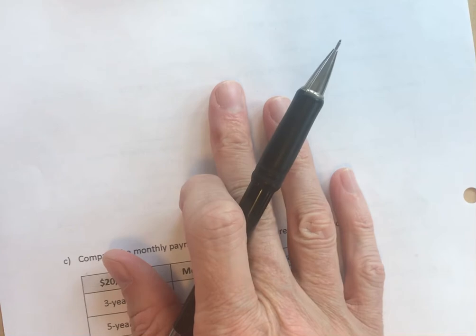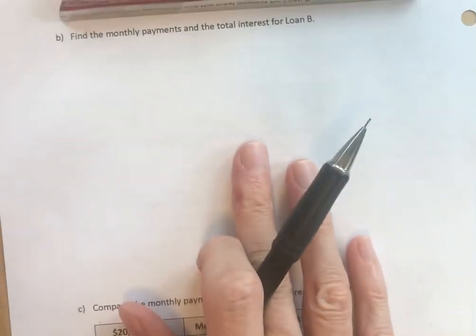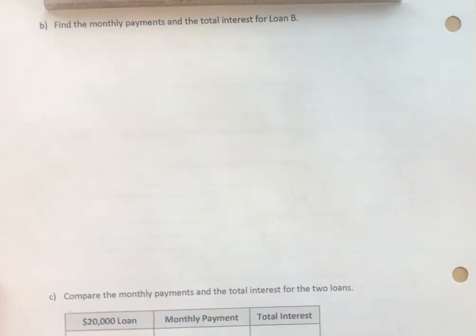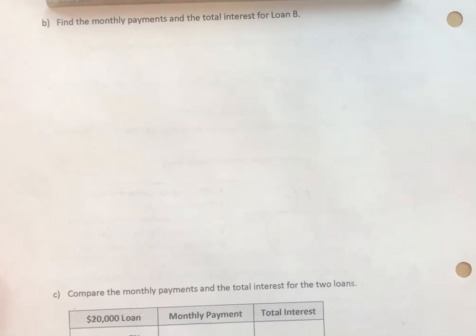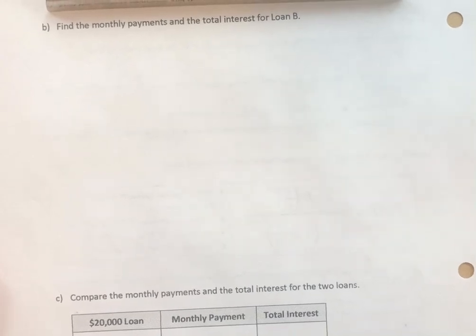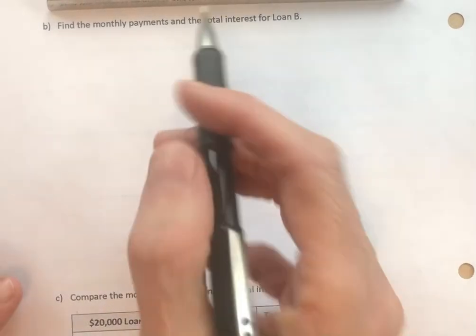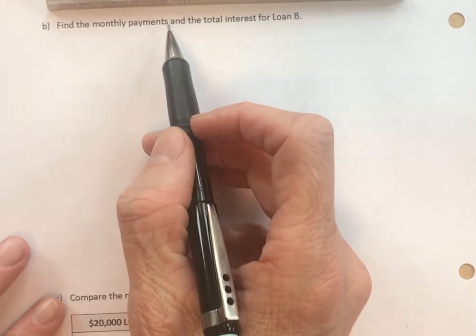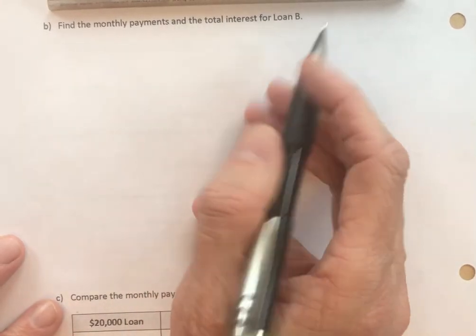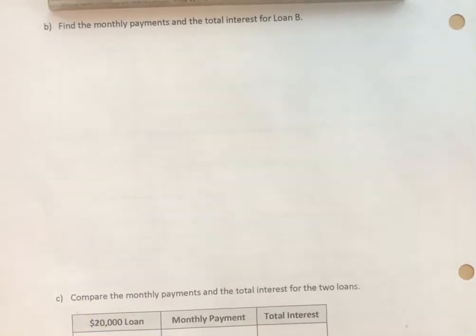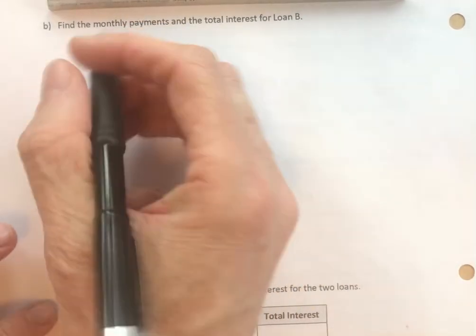Need more paper, so I'm going to go to the back. Okay, so let's see here. Okay, so let's do the same thing. Find the monthly payments and the total interest for loan B. Get my other set of notes here together. Okay, so let's look at the payment.